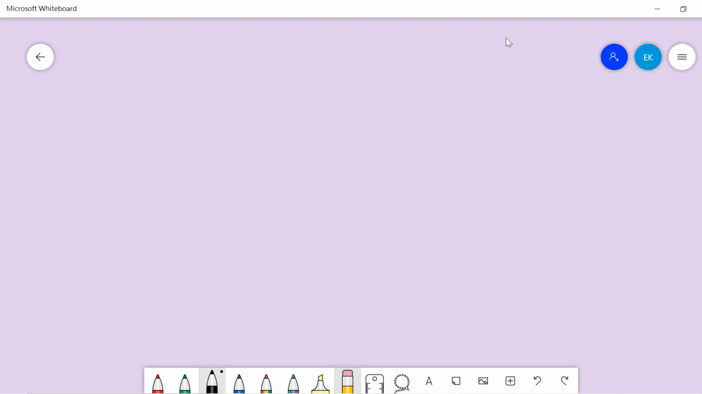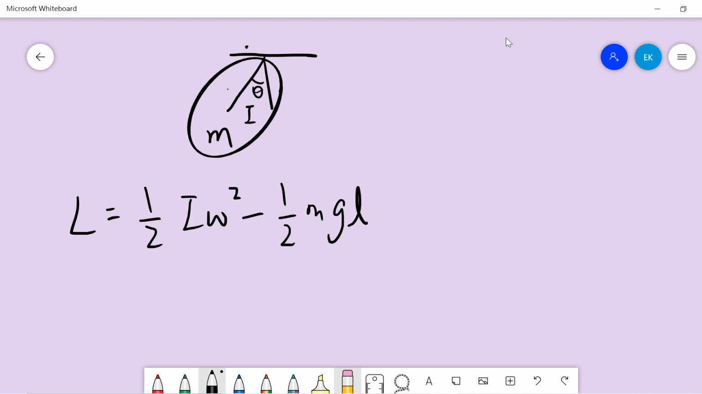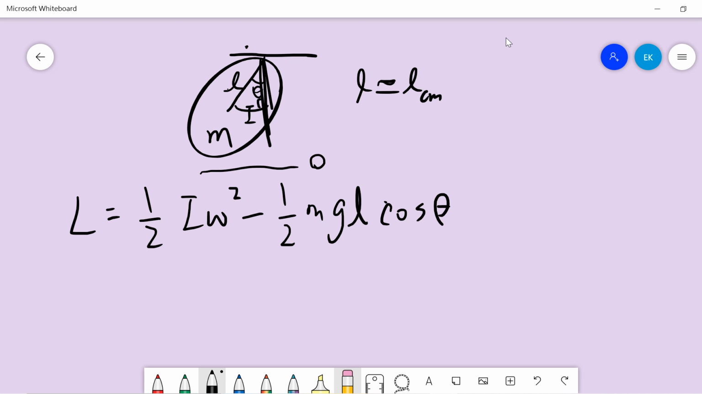Okay, so suppose you have, basically, your Lagrangian. This is your Lagrangian, and there's mgl. So L in this case is just L_CM, the distance to the center of mass, times cosine theta. Actually, because the ground is here, it should be plus half cosine theta.